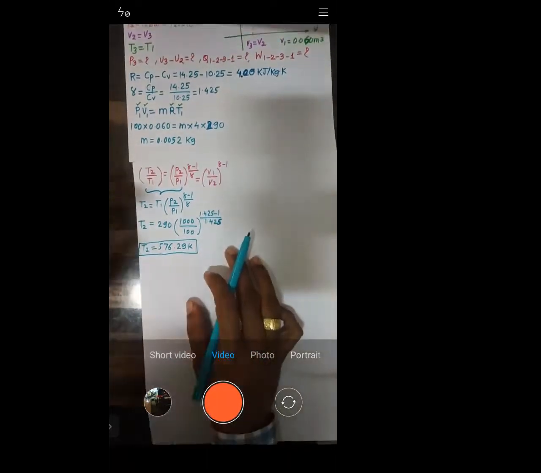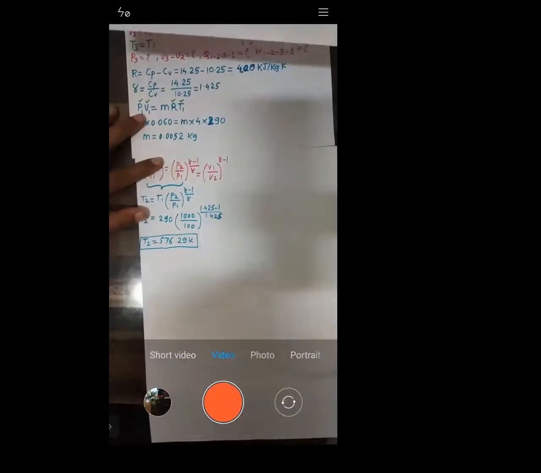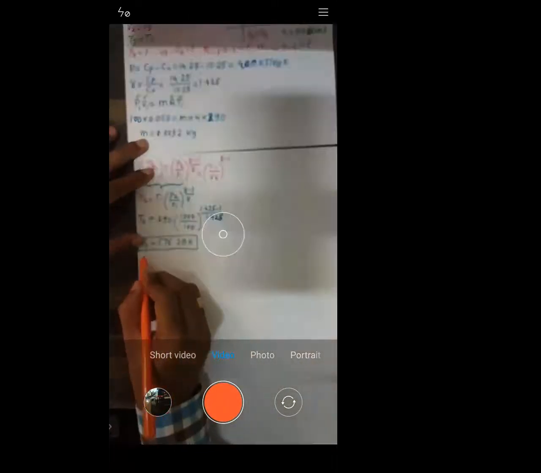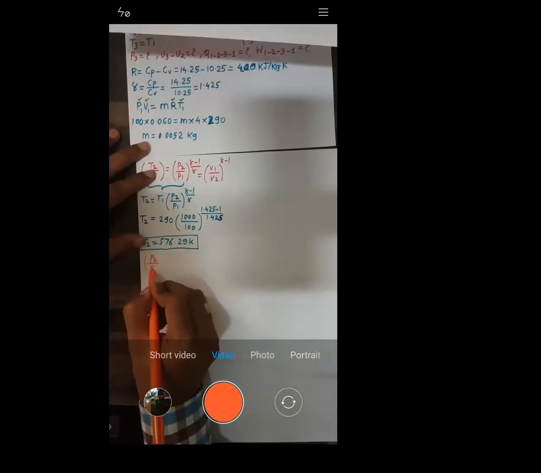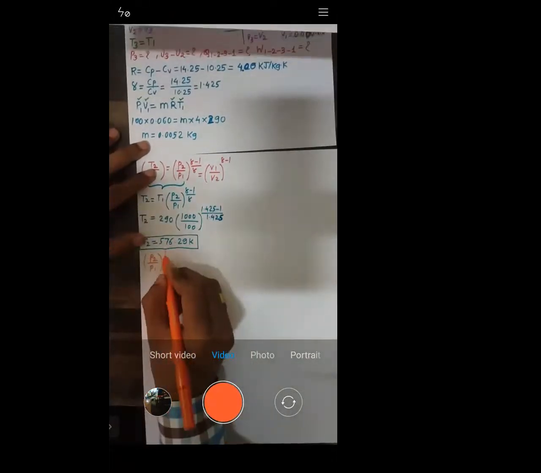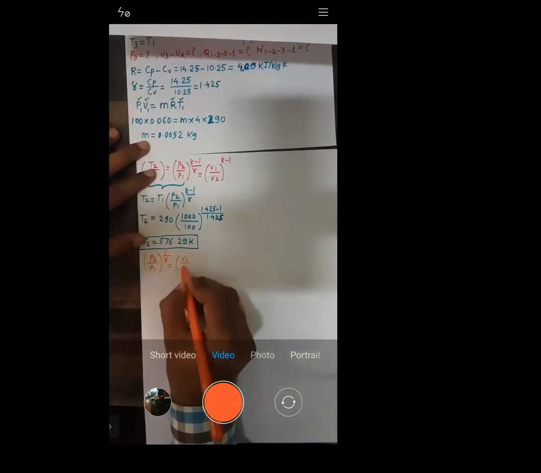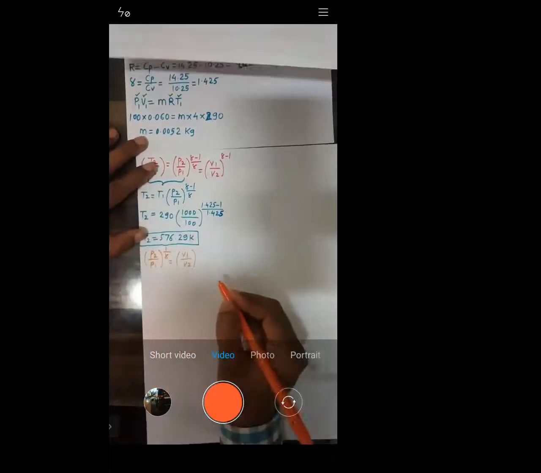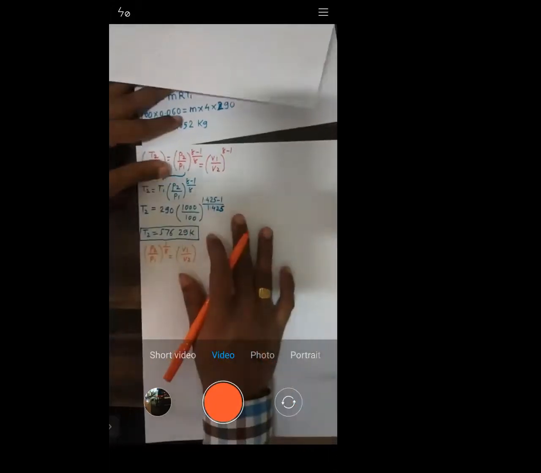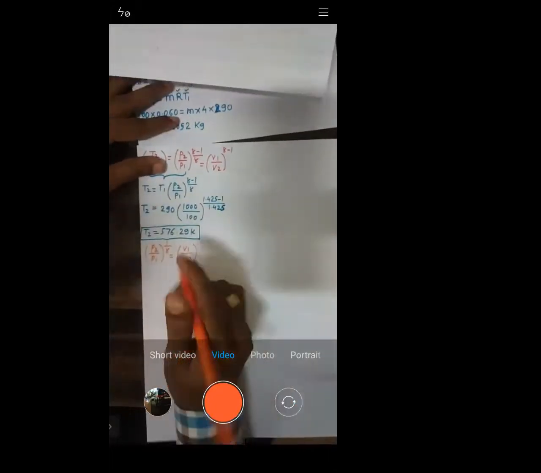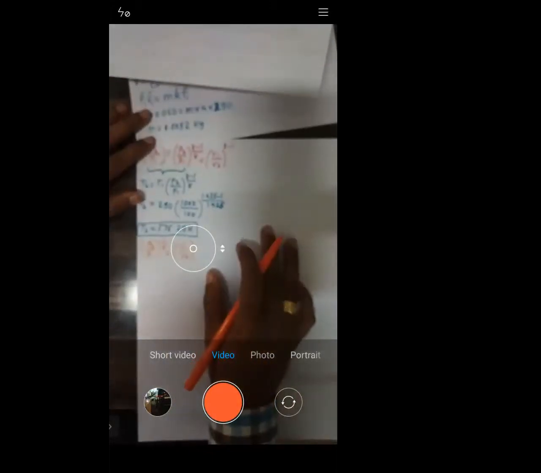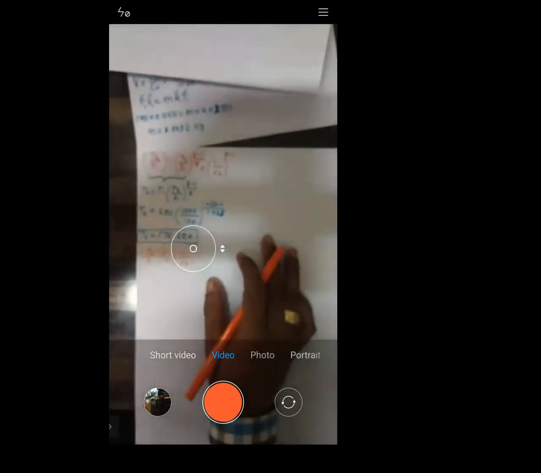So if you equate these two, what will you get? You will get P2 by P1. See, gamma minus 1 gets cancelled. P2 by P1 raised to power 1 by gamma is equal to V1 by V2, right? Now we are interested in the value of V2. What do we want? We want the value of V2. So how will we calculate the value of V2?